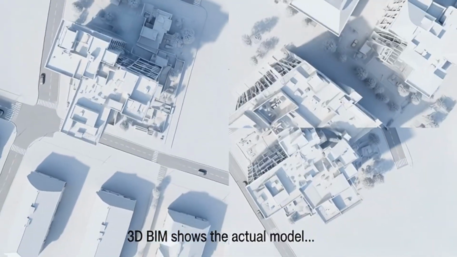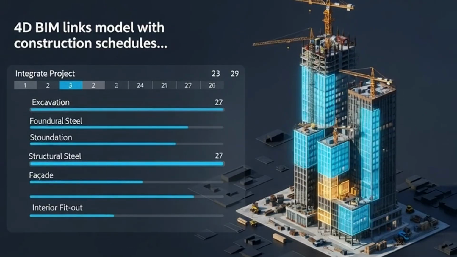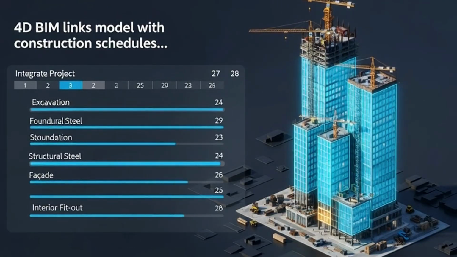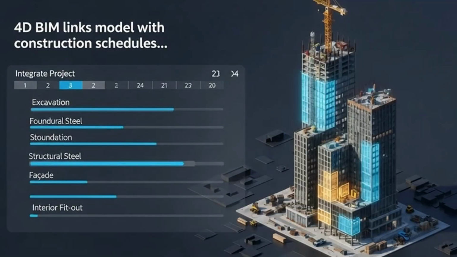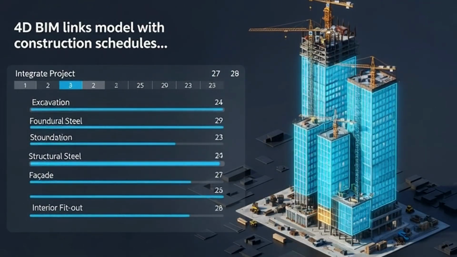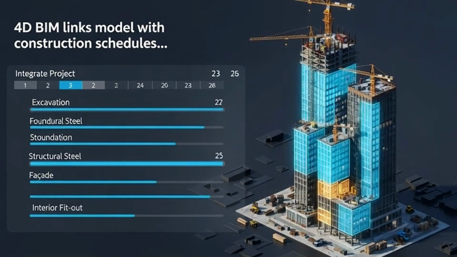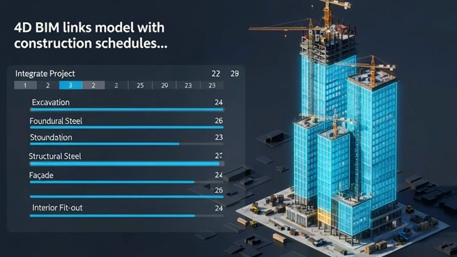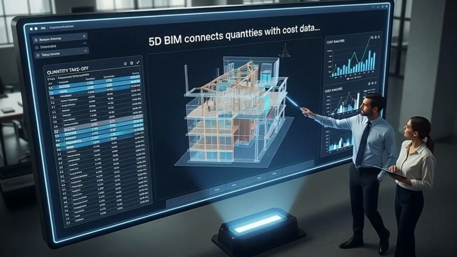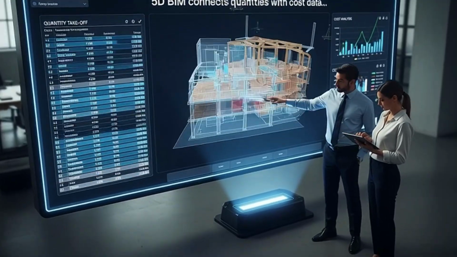3. 5D BIM, cost: connects quantities with cost data, helps in accurate cost estimation, reduces budget overruns. 4. 6D BIM, sustainability: used for energy analysis, helps design energy-efficient buildings, reduces environmental impact. 5. 7D BIM, facility management: used after construction, helps in maintenance and operation of buildings, provides long-term asset management data.